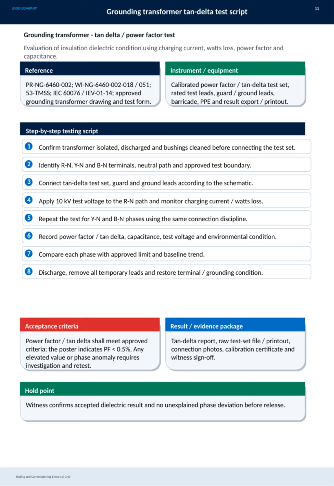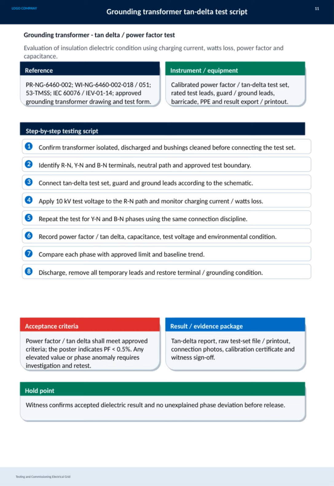This test measures charging current, watt loss, power factor, and capacitance to assess the transformer's health. First, make sure the transformer is fully isolated, discharged, and the bushings are cleaned before connecting the test set. Identify the RN, YN, and BN terminals, along with the neutral path and approved test boundary.